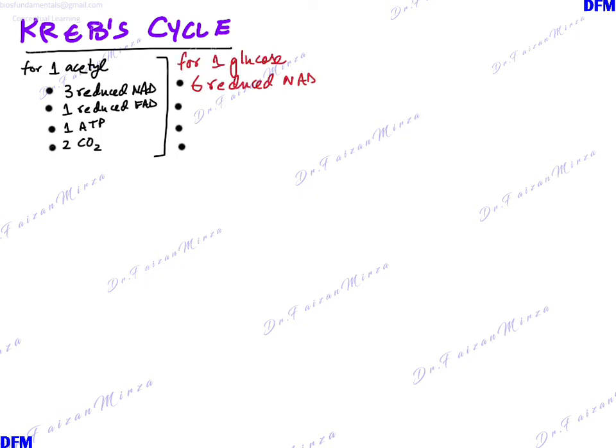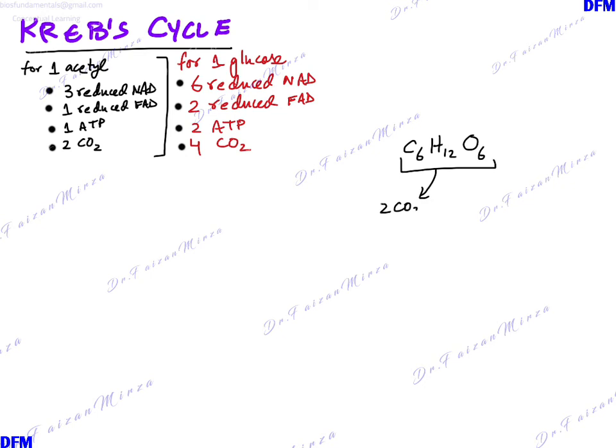So what happened in the Krebs cycle? If we try to summarize, for one acetyl, 3 reduced NAD, 1 reduced FAD, 1 ATP and 2 carbon dioxide are produced. But since we are discussing one glucose molecule, we multiply this by 2. So 6 reduced NAD, 2 reduced FAD, 2 ATP and 4 carbon dioxide are produced.